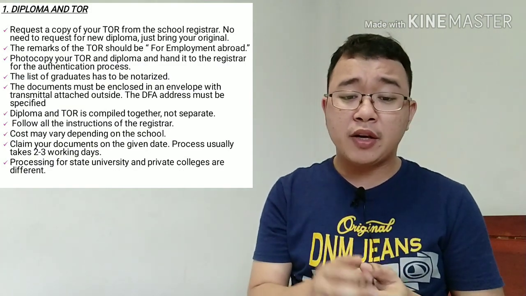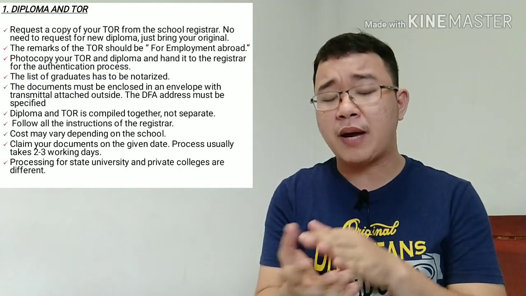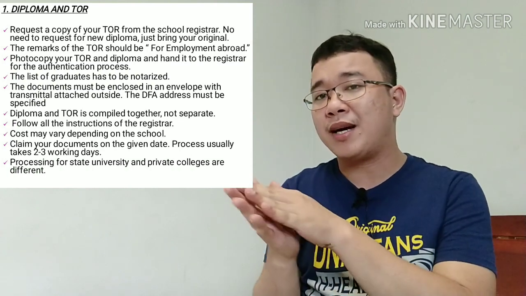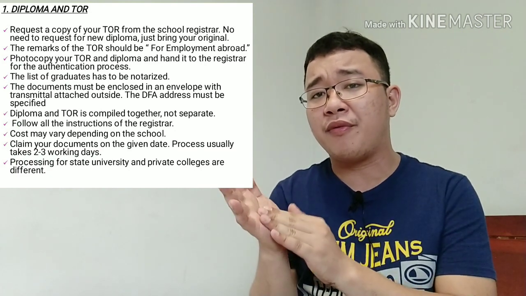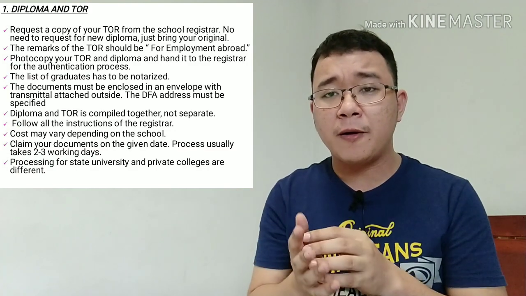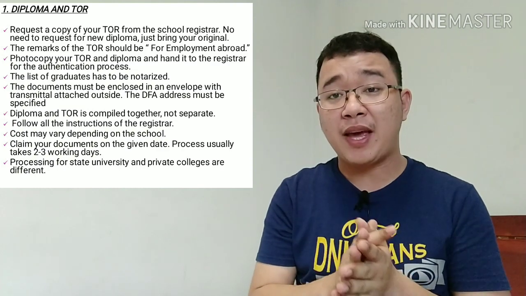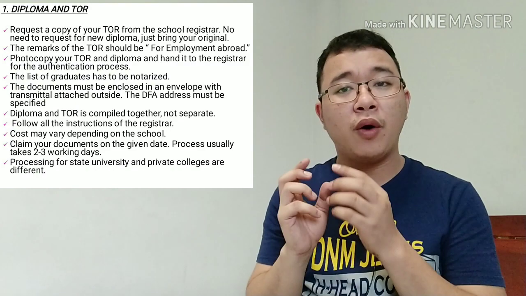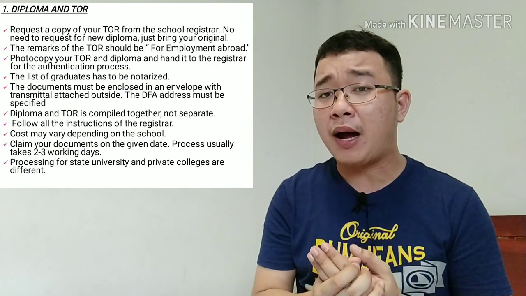So, next, the documents must be enclosed in an envelope. Usually, brown envelope. So, nakapaloob doon ng lahat ng dokumento. And then, outside, there should be that transmittal na parang sinasabi doon ni registrar that this is the document of this person that needs to be authenticated. The transmittal should be addressed to the DFA, and then the address of the DFA must be specified. So kung aling address lamang ng DFA ang nakasulat doon, doon lamang tayo magpapa-authenticate.